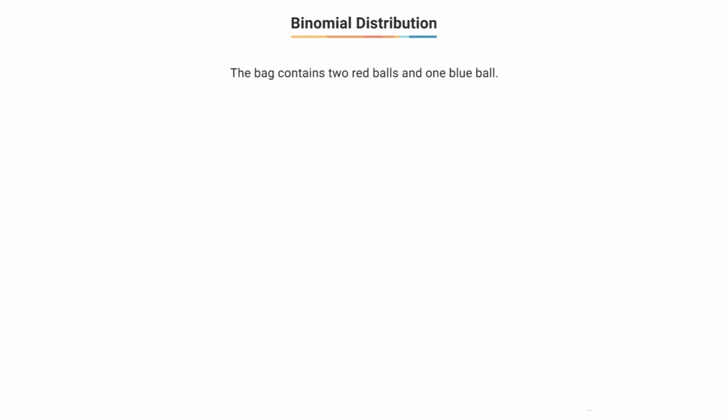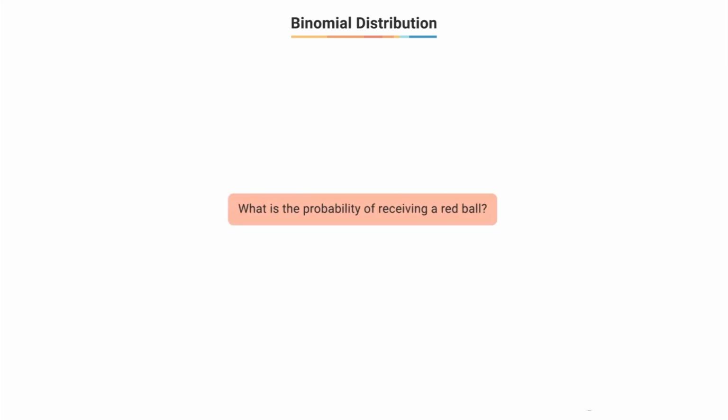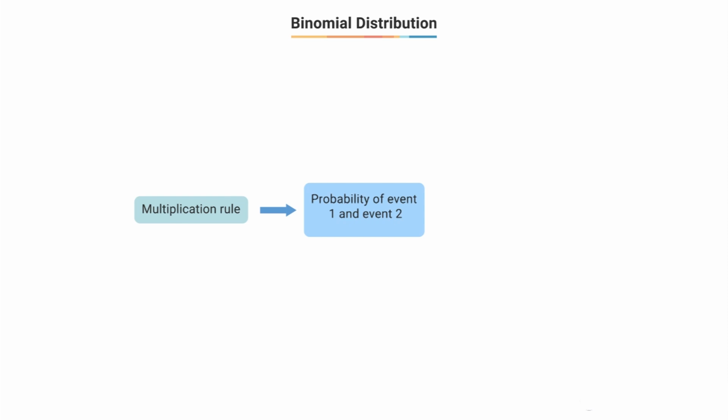Now since there are 2 red balls and 1 blue ball in the bag, the probability of getting a red ball in one trial is 2 by 3 and the probability of getting a blue ball is 1 by 3. Suppose you are drawing 4 balls from the bag. Can you tell us the probability of getting a red ball each time? Remember that the multiplication rule states that the probability of event 1 and event 2 happening, if they are independent, is equal to probability of event 1 into probability of event 2.